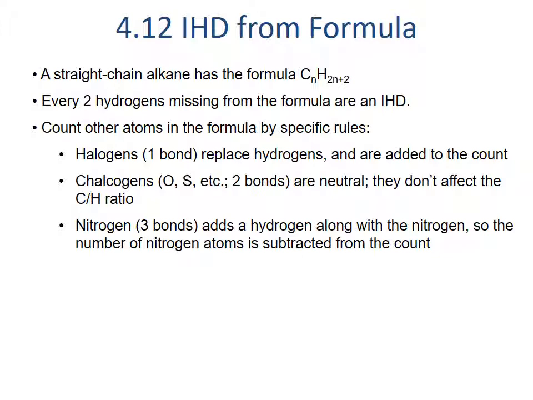However, we need to account for other atoms as well. Halogens substitute for hydrogens 1 for 1, so we just count halogens as if they were hydrogens. Because chalcogens, like oxygen, have 2 bonds, they can be inserted between atoms without affecting the carbon to hydrogen ratio. So we just ignore chalcogens, so oxygen and sulfur are ignored. Pnictogens, that's the nitrogen group, tend to add to hydrogens along with 2 bonds. So we should have an extra hydrogen every time there is a nitrogen that's been added. The easiest way to account for this is to count nitrogens as a negative hydrogen.